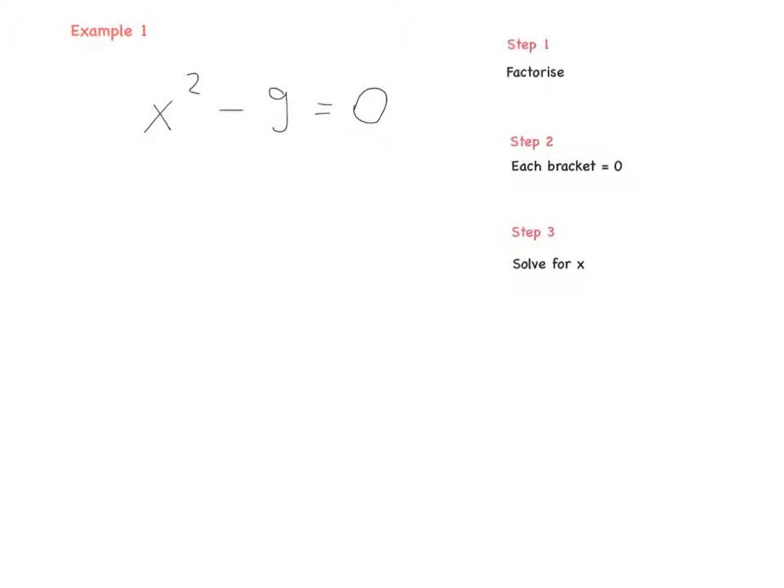So first of all we have the example x squared minus 9 equals 0. And you can notice straight away this is actually the difference of two squares. Why? Because 9 we can rewrite as 3 to the power of 2, so x squared minus 3 to the power of 2 equals 0. 9 is 3 multiplied by 3. And we have the difference, what is minus, between two squares, okay?